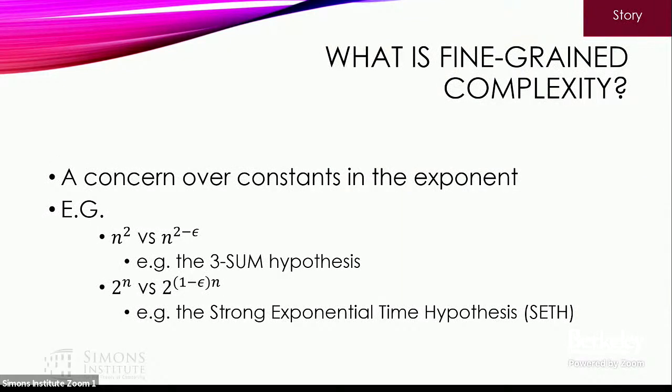So it's an area of complexity where we're really concerned about the constants in the exponent. So this is like n squared versus n to the 2 minus epsilon, so n to the 1.99. And an example of a hypothesis, which I won't define yet, but if you've heard of it, is the three-sum hypothesis that falls in this category. But we're also concerned about exponential differences. The strong exponential time hypothesis, also called SETH, is about the KSAT problem, and it's concerned about 2 to the n versus 2 to the 1 minus epsilon times n. So once again, this sort of concern about what exact constant is happening in the exponent.